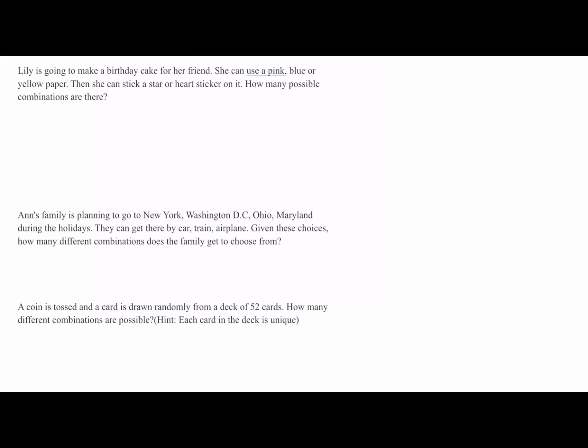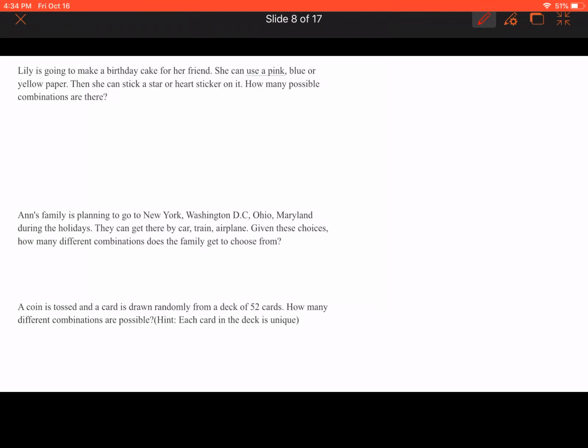Then she can stick a star or heart sticker on it. How many possible combinations are there? So she can pick pink, blue, or yellow paper, and she can stick either a star or a heart.